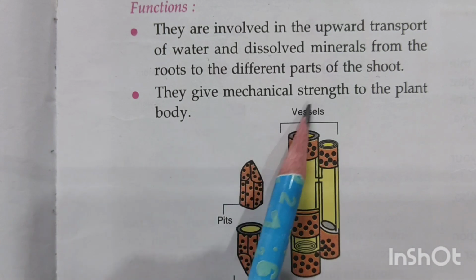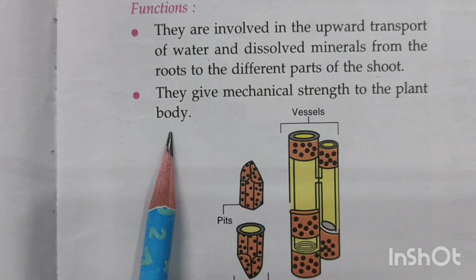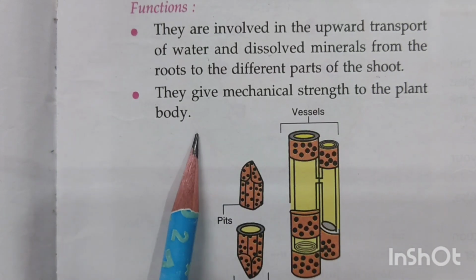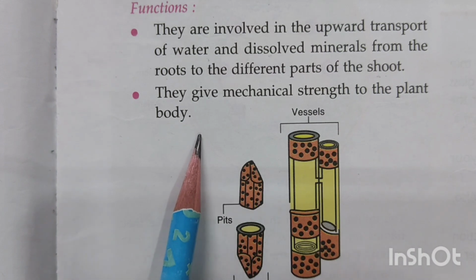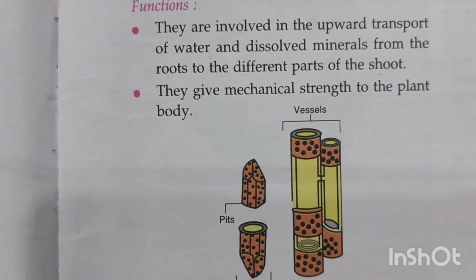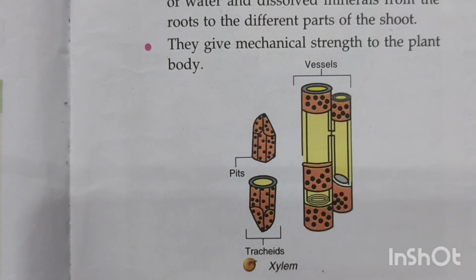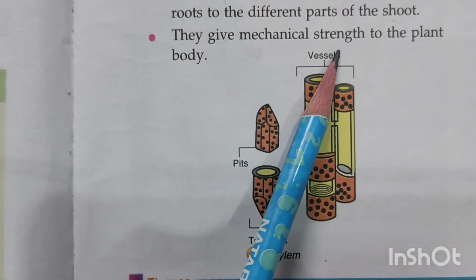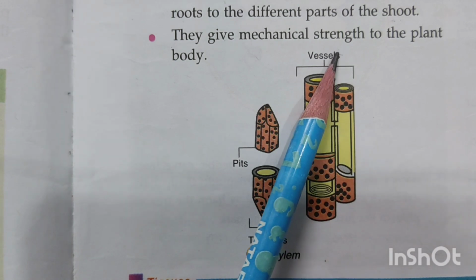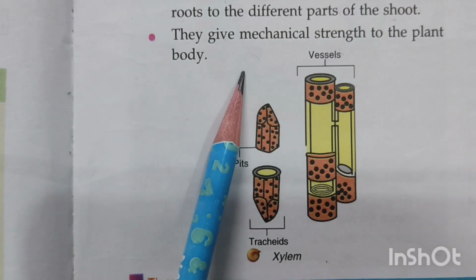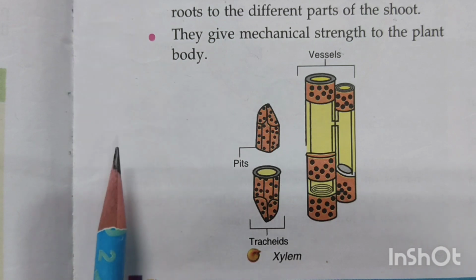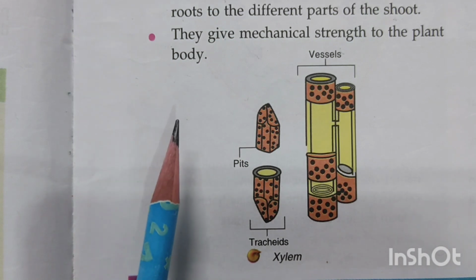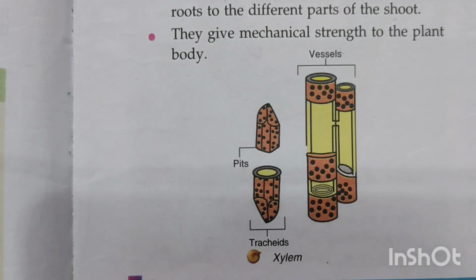They also provide mechanical strength to the plant body. That means they give a lot of strength to the plant body in order to make it stand straight and erect. So that is the function of the xylem, children. It helps in giving mechanical strength or support to the plant. And secondly, the main function of it is that it helps in the conduction of water and minerals from the roots to all the different parts of the shoot.